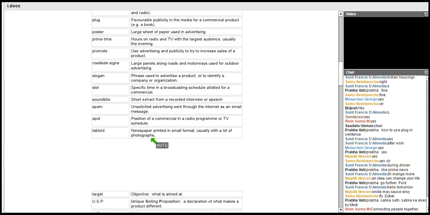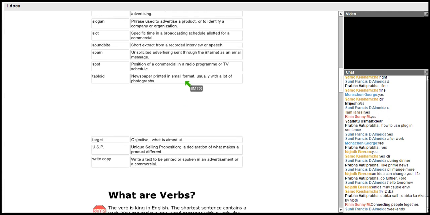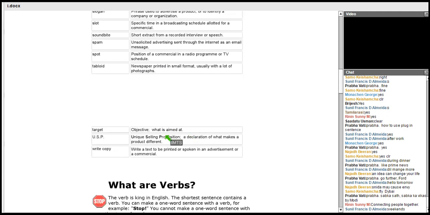Tabloid: newspaper printed in small format, usually with a lot of photographs. So what is tabloid? Newspaper printed in small format. Okay? Usually with a lot of photographs. Fine? Yes. Target. That is objective.